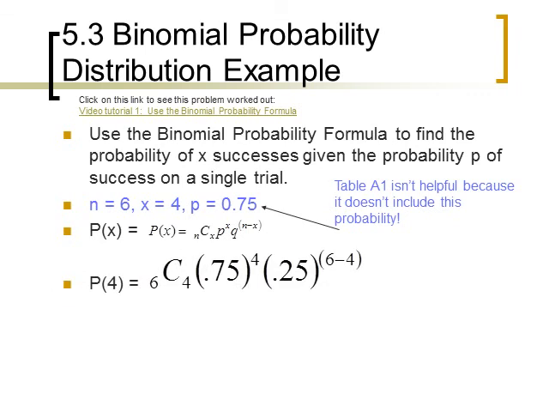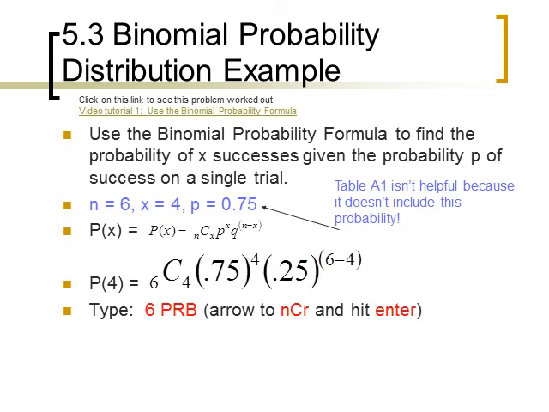So plugging in our values, we get P of 4, meaning the probability of getting 4 successes out of 6 total trials, is equal to 6 combination 4 times 0.75 to the 4th power times 0.25 to the 6 minus 4th power.